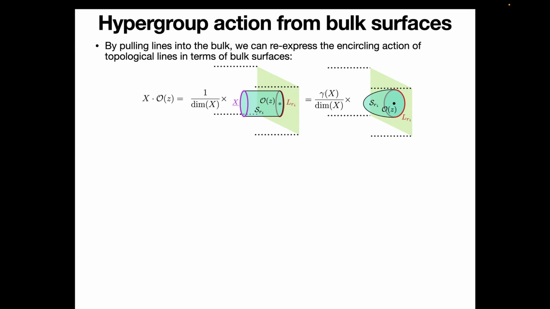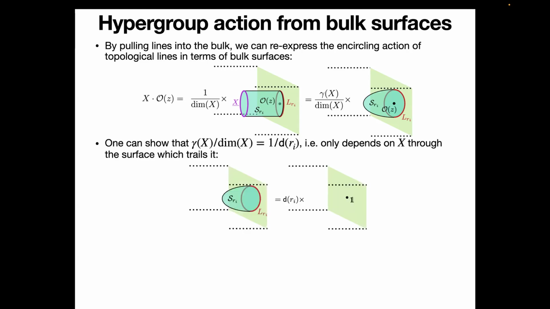But since it's a simple surface, its only topological point operator is the identity. So you'll get some number times the identity, and let me call that gamma of X. So now we see these dome-like pictures. It naively seems like they depend on X. But in fact, what you can show is that this combination, gamma X over dimension of X, turns out not to actually depend on X. It only depends on this surface which trails it. And in fact, it's equal to 1 over the dimension of the surface, defined to be the number you get when you collapse a dome of the surface down to a point.